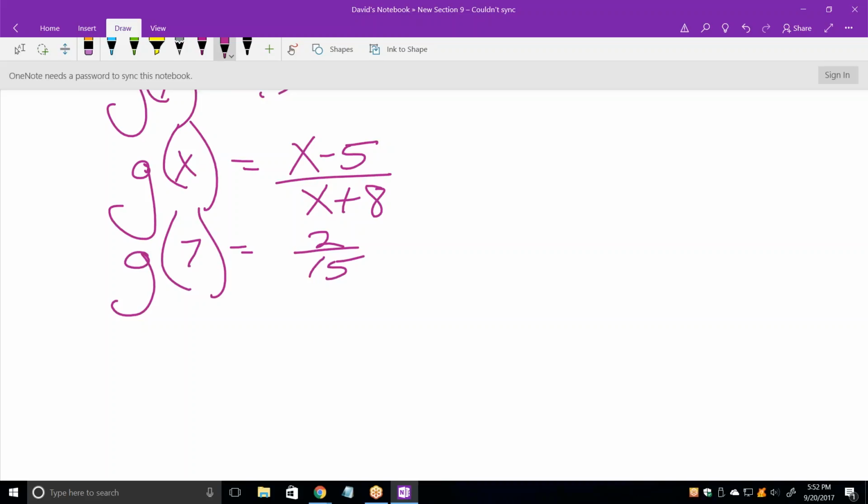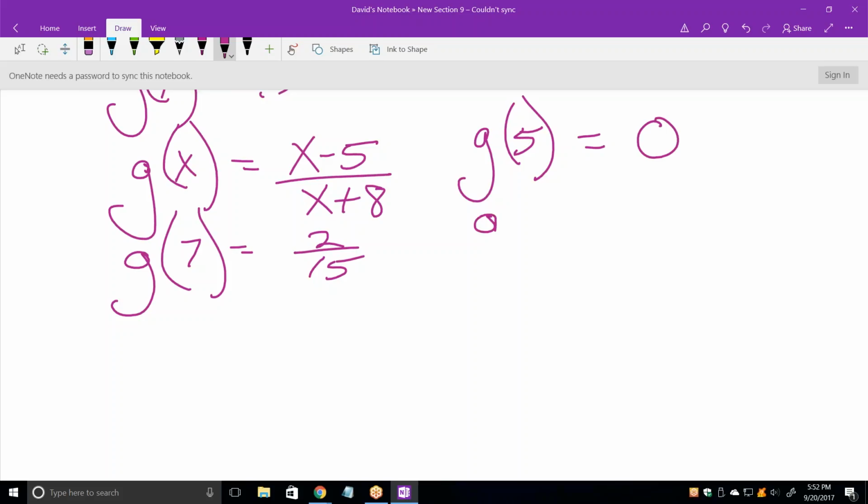And the next one is g of 5. And we have 5 minus 5 over 5 plus 8. So we get 0 over, that doesn't exist, right? No. You can have 0 in the numerator. You just cannot have it in the denominator. So 0 over 13 is 0.